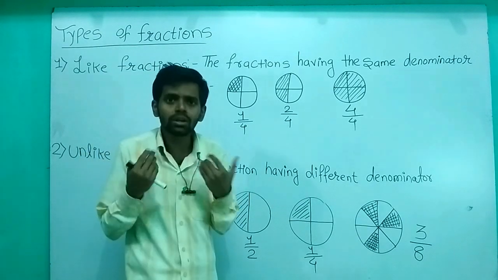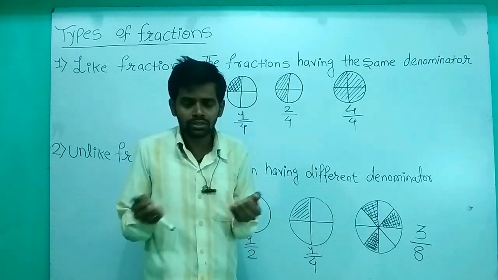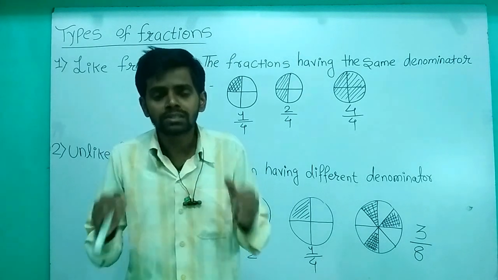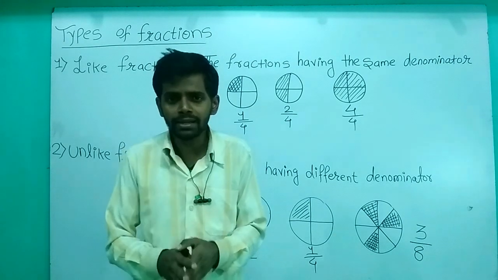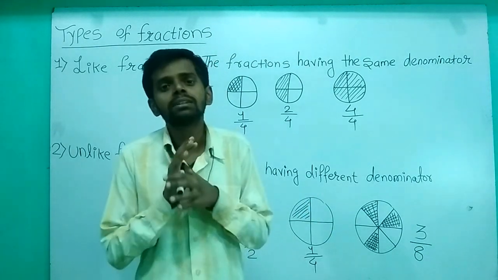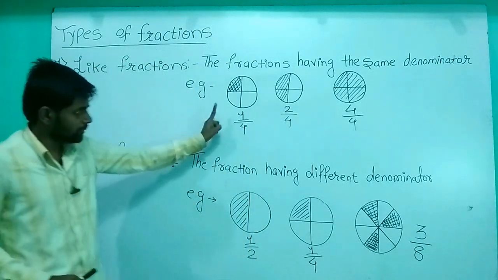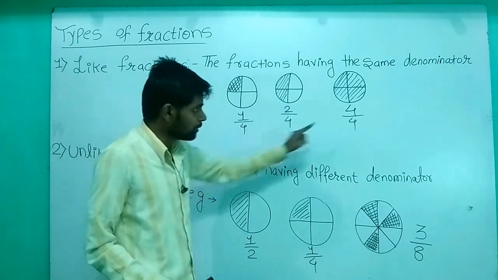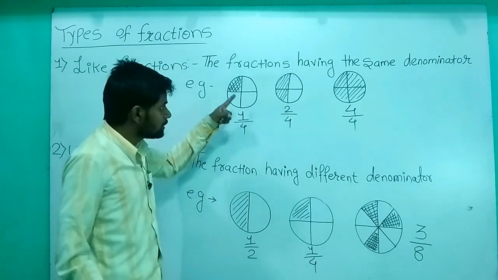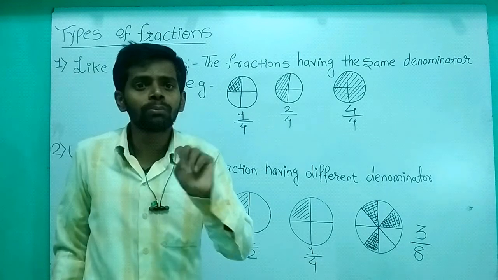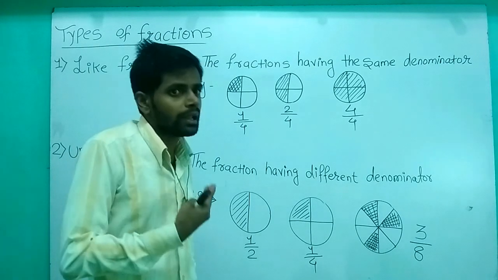Or in other words, if the fractions have an equal total number of parts, then we will say that it is a like fraction. Understood? Okay. So in this example, it is 1 by 4, 2 by 4 and 4 by 4. Here the denominator is same and it is indicating that all the fractions have 4 equal parts. This has 4, this has 4, that has 4. That is why this is a like fraction.